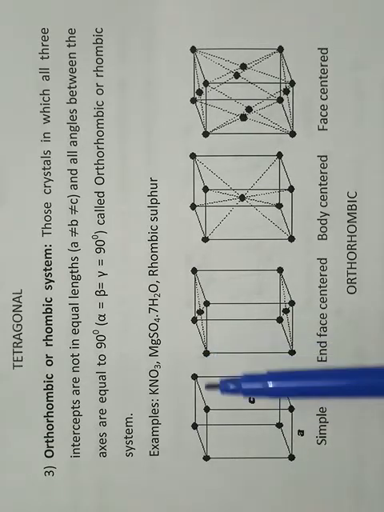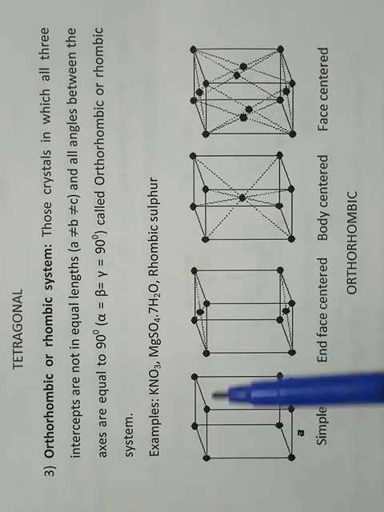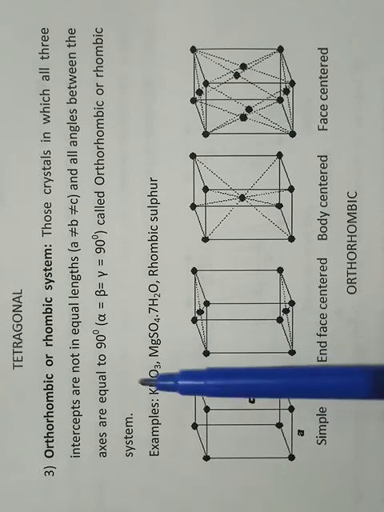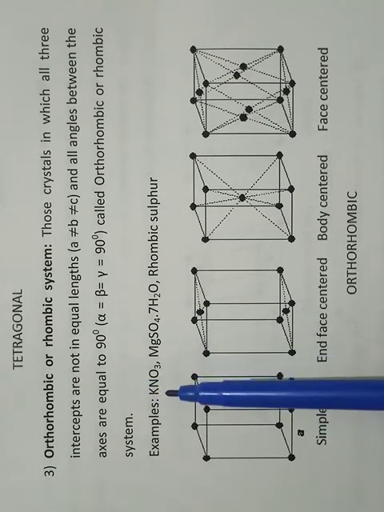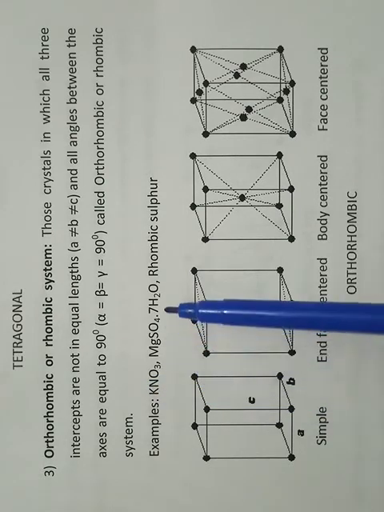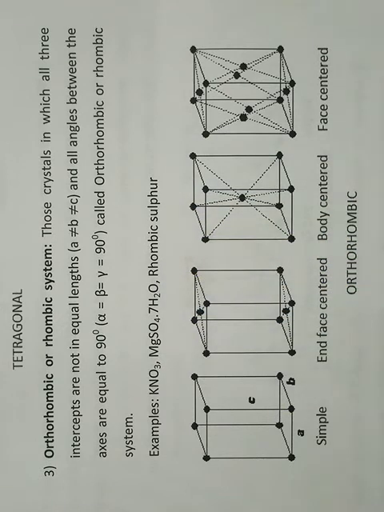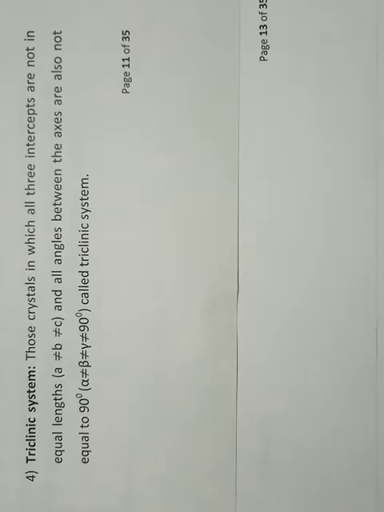Some of the substances which possess the orthorhombic system are KNO3, MgSO4·7H2O, and rhombic sulfur. Here you can see some of the rhombic systems, that is the simple rhombic system, end centered orthorhombic system, body centered and face centered.